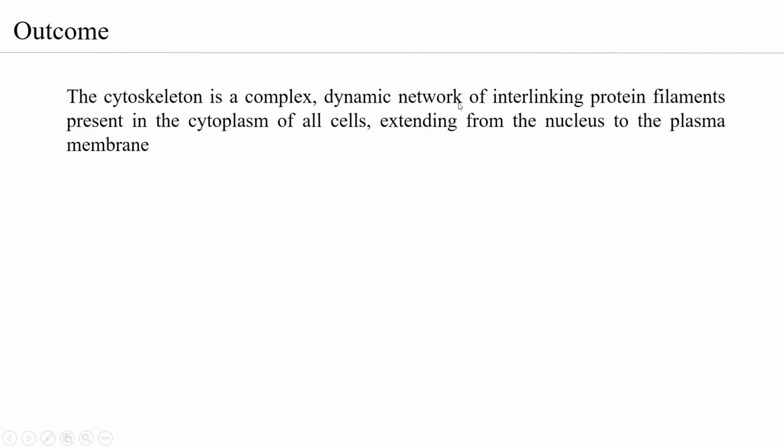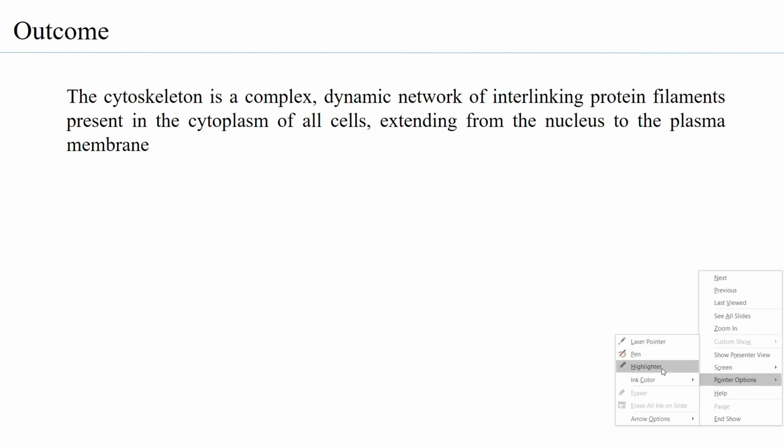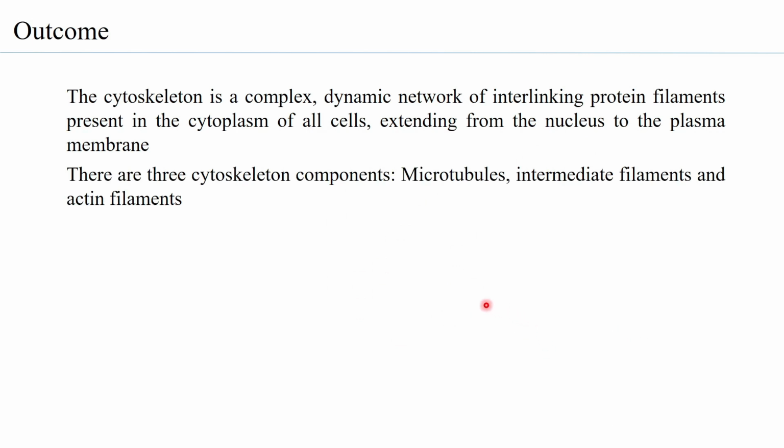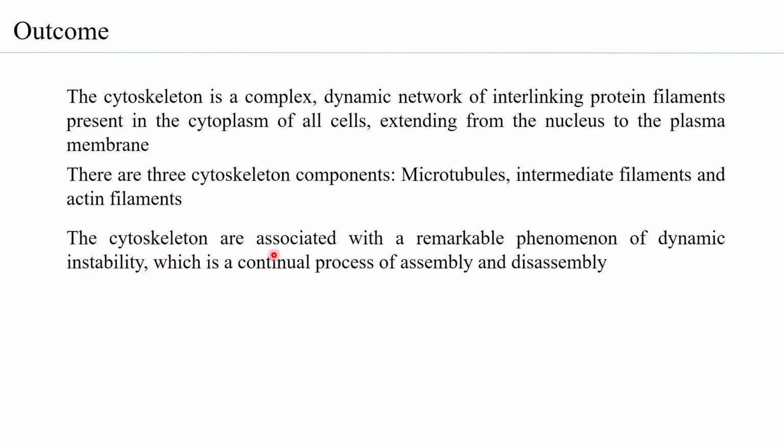And this network is of interlinking protein filaments that are present in the cytoplasm of all cells, right from the nucleus to the plasma membrane. So it extends and traverses the entire cytoplasm of the cell. There are three cytoskeletal components: the microtubules, intermediate filaments, and the actin filaments, which are also called microfilaments. The cytoskeleton is associated with a remarkable phenomenon of dynamic instability, as just mentioned.